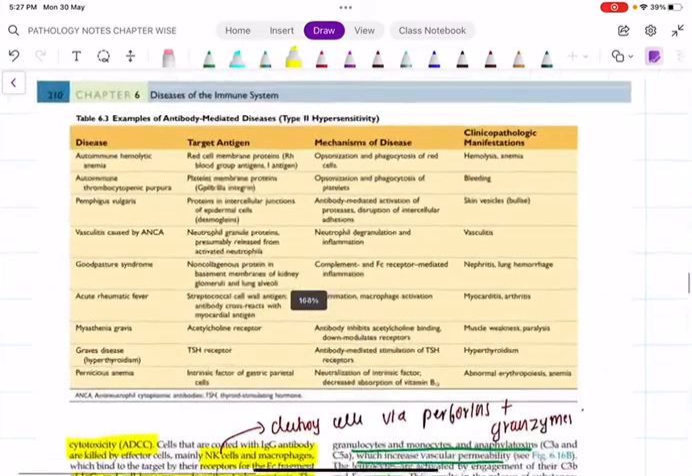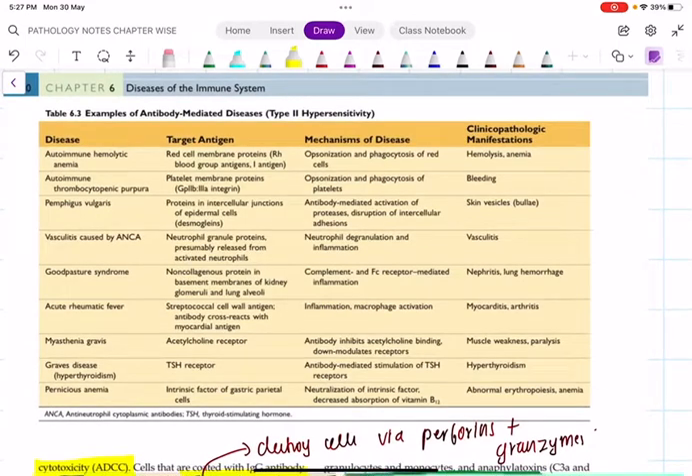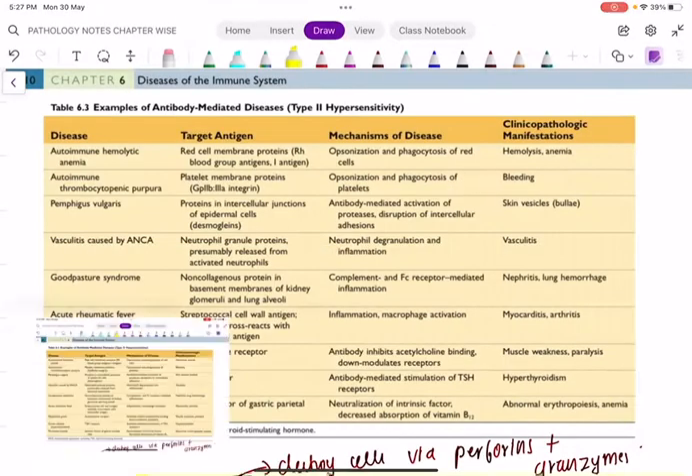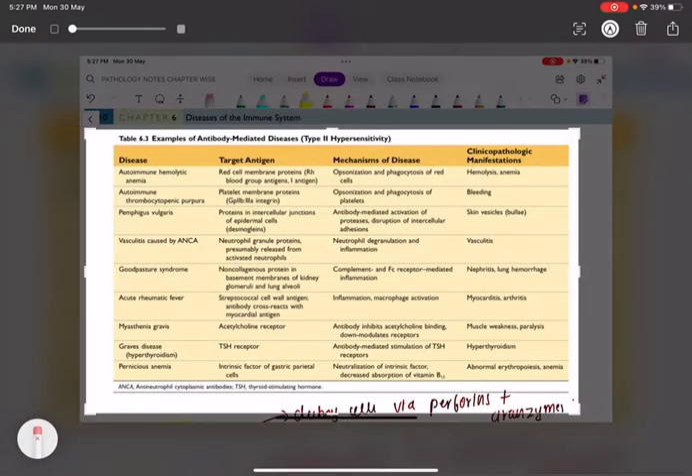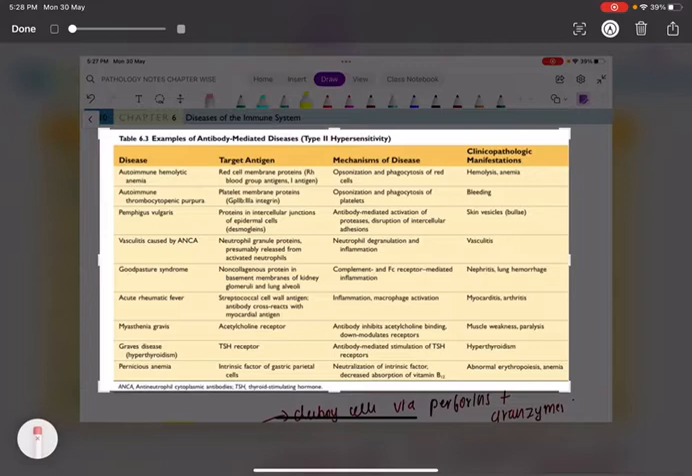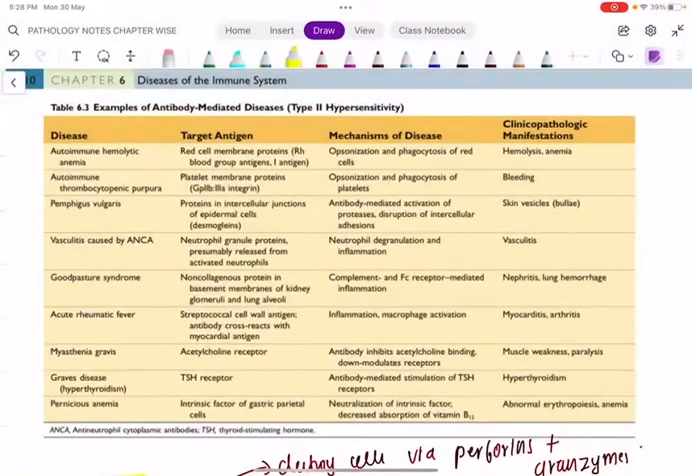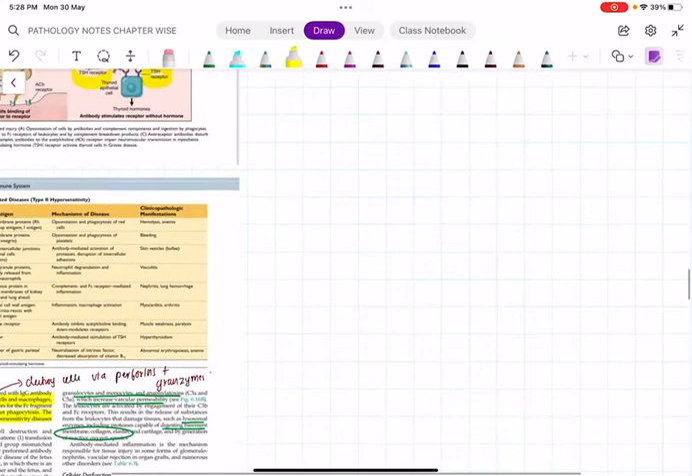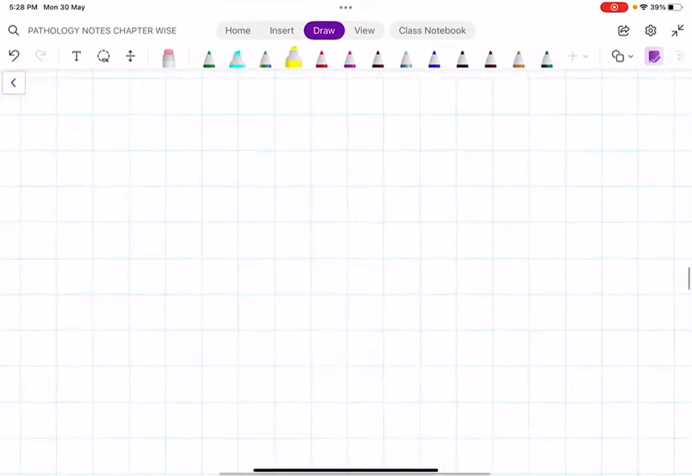Fine. Okay. Let me say some examples. One second. I will discuss this table separately, because you should know in detail about all these examples. Okay, one second. I will discuss this image separately.